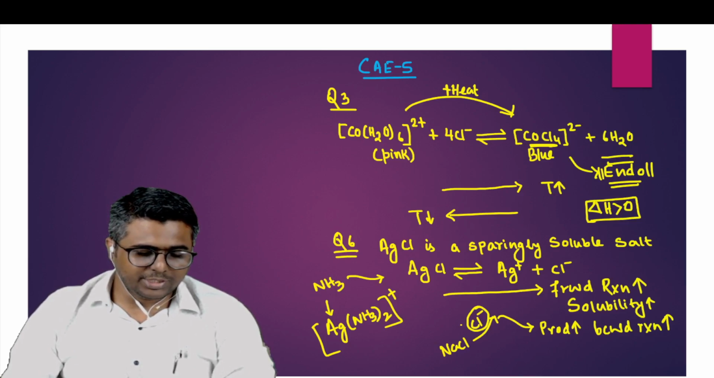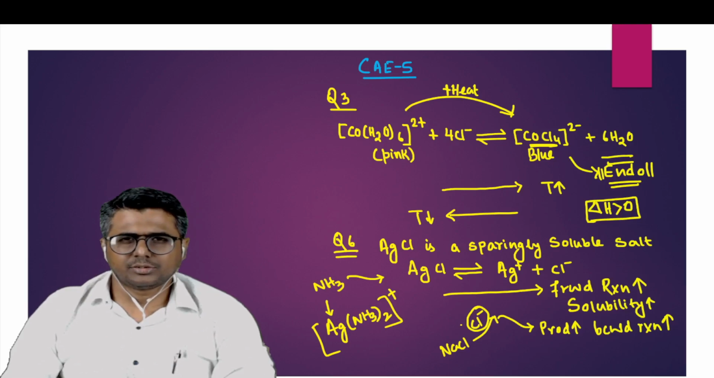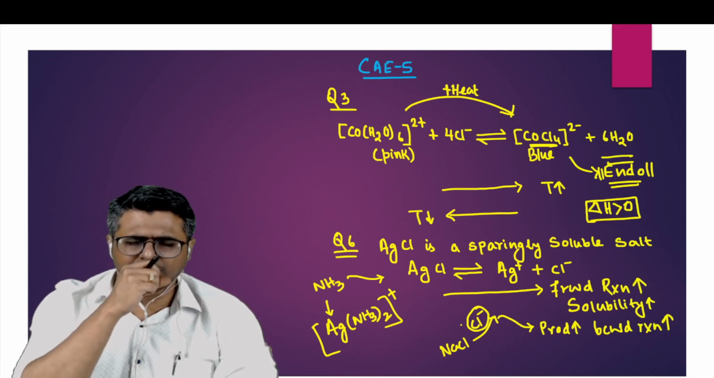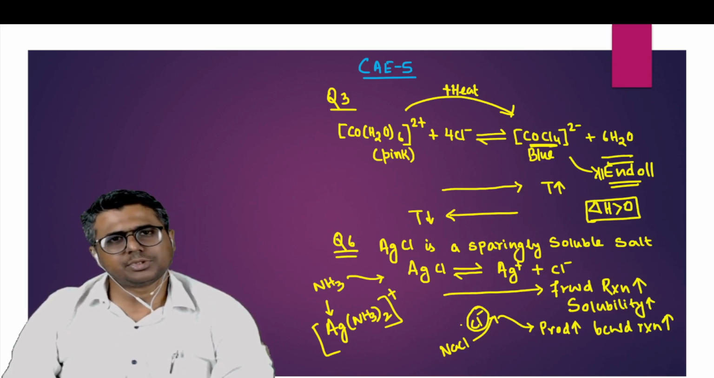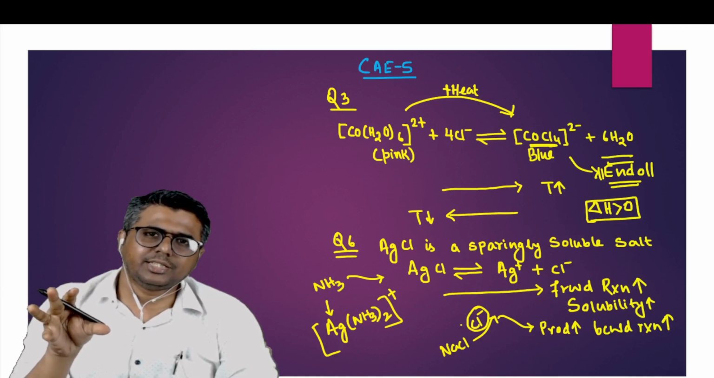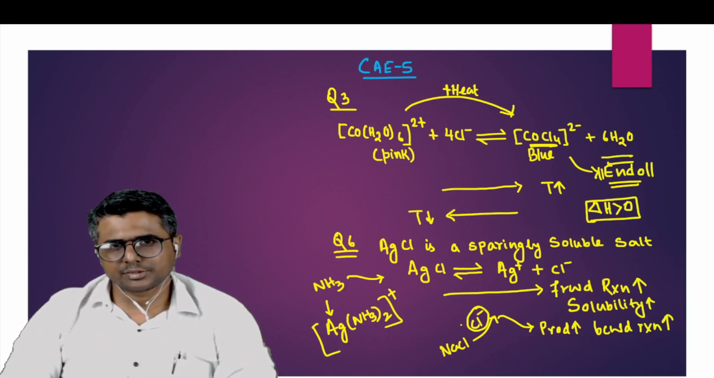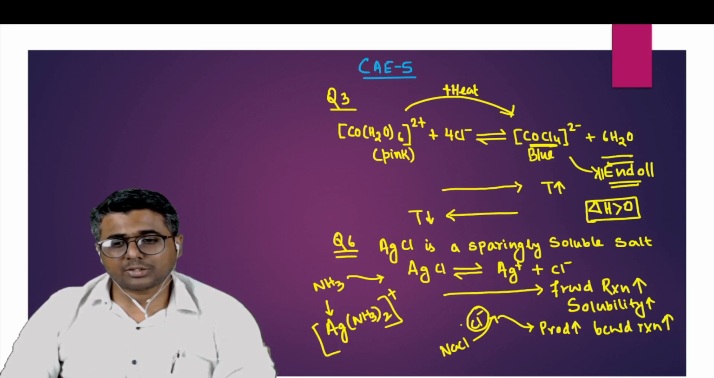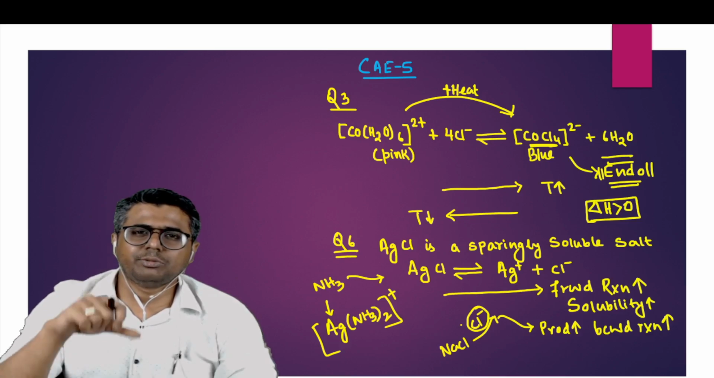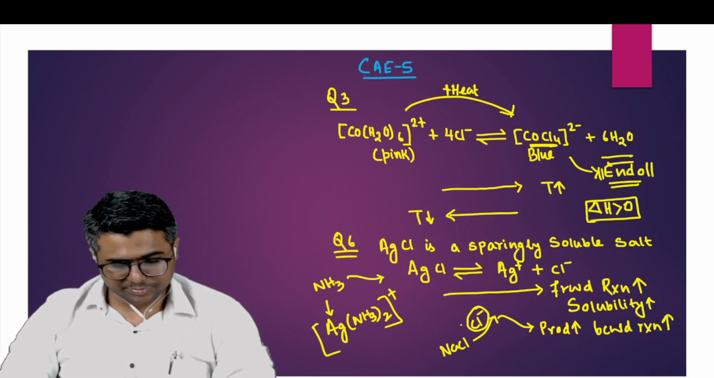Decrease in solubility if KCl is added. Yes. So just replace NaCl with KCl. When you add KCl, KCl also gives Cl minus. So that Cl minus concentration is going to increase. That means the product concentration is going to increase. So if there is product concentration increase, backward reaction will increase, then solubility will decrease. So that is true. So option C is correct.